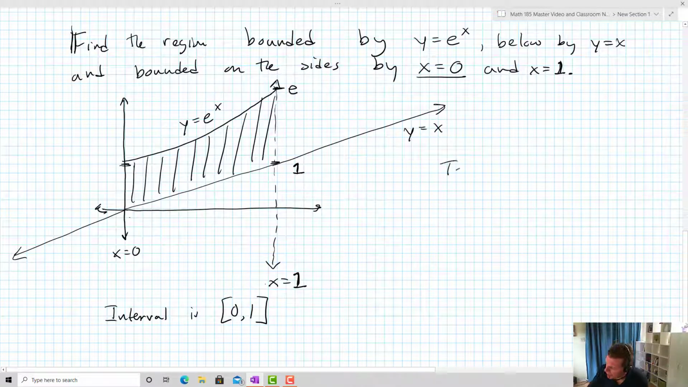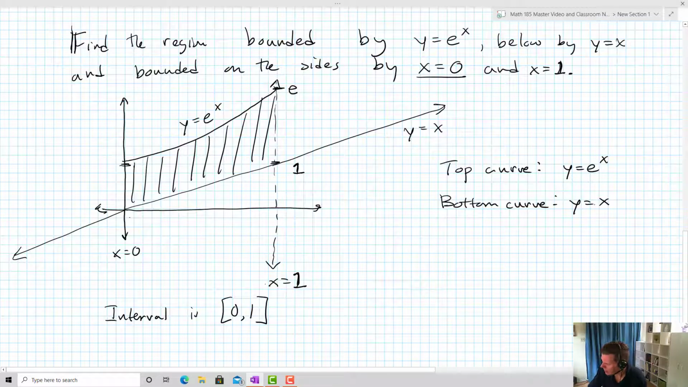So now the top curve is y equals e to the x, and the bottom curve is y equals x. So utilizing our theory about finding the area between curves, we're simply going to find the integral from 0 to 1 of the top curve e to the x minus x dx.